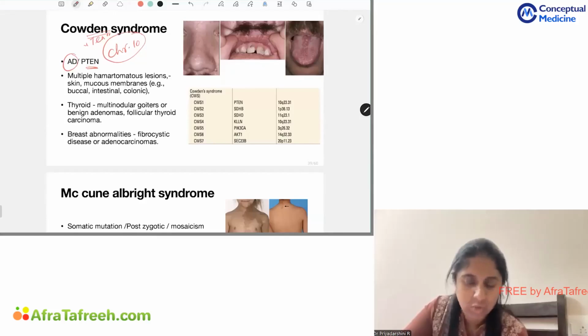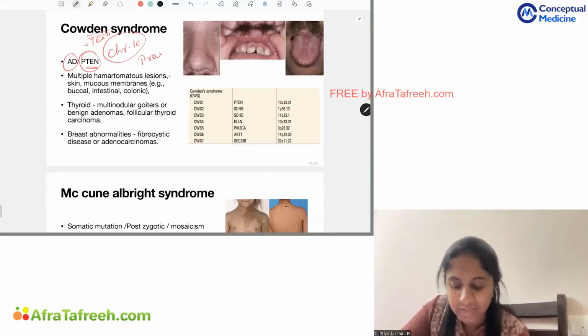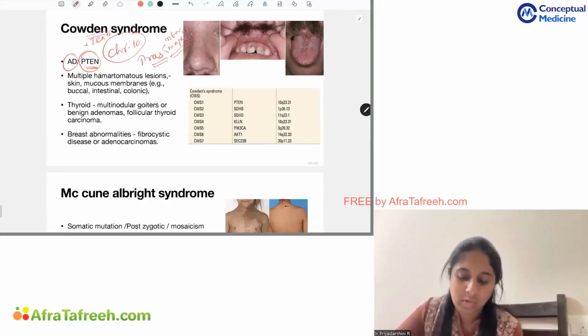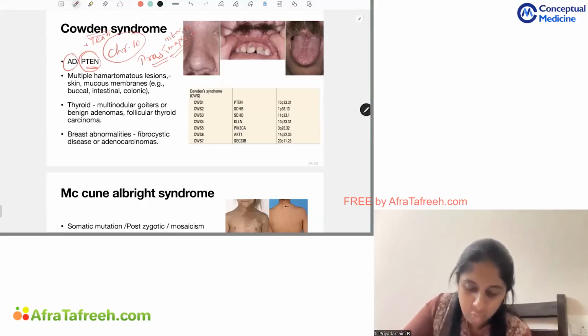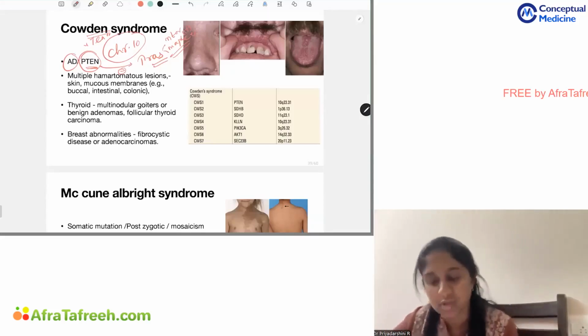So phosphate and tensin homolog, PTEN. This is again more like a tumor suppressor gene. If it goes, there would be unrestrained RAS activity. So RAS is very important for the mTOR pathway as well as MAP kinase pathways. So all these are tumorigenic pathways. Once RAS is upregulated, it usually will be downregulated with PTEN. If it is mutated, the RAS pathway will be upregulated and there will be a lot of tumorigenesis.